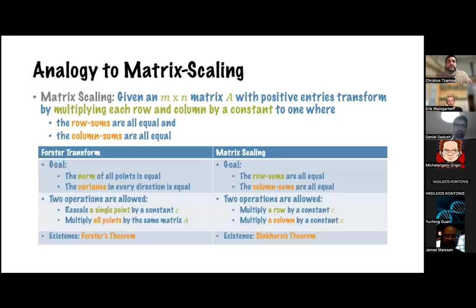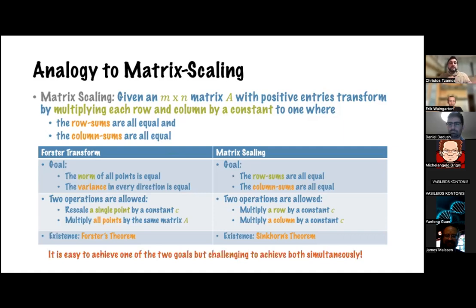And there's a nice analogy. In the Forster transform, the goal is to make the norm of all the points equal and the variance in every direction equal. While in matrix scaling, the goal is to make the row sums all equal and the column sums all equal. And in both problems, you have two operations. In the Forster transform, rescale a single point by a constant or multiply all points by the same matrix A. In matrix scaling, multiply a row or multiply a column. And there is always a nice existence theorem. In one case, it's Forster's theorem. In matrix scaling, it's Sinkhorn's theorem.